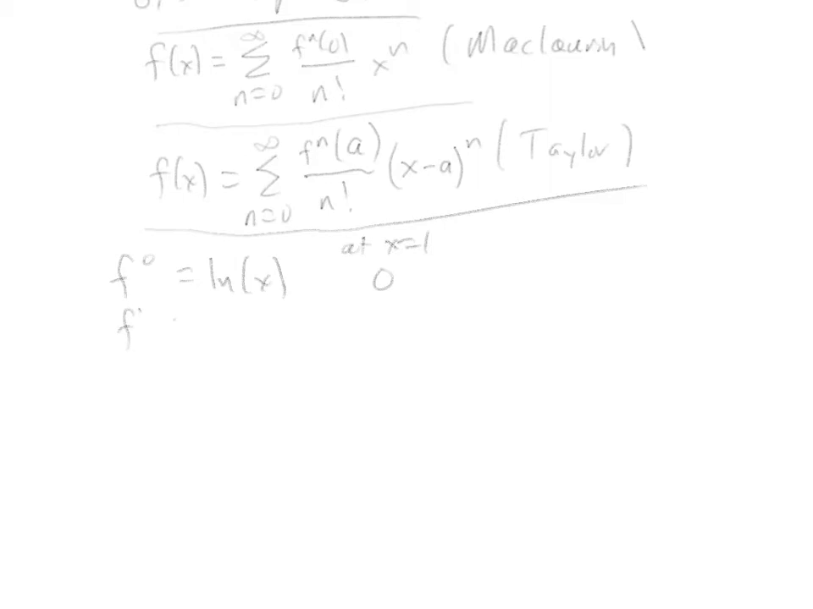The first derivative is 1 over x, which we're going to call x to the negative 1. And at x equals 1, that value is 1. The second derivative is negative 1 x to the negative 2, which at x equals 1 is negative 1. The third derivative is 2x to the negative 3, and at 1 that's 2. The fourth derivative is negative 6x to the negative 4, and that value is negative 6. So we've done this perfectly. We're ready to write the polynomial.